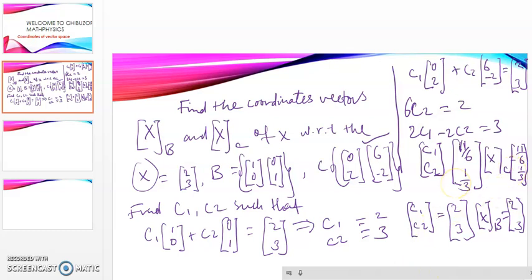I hope you have enjoyed this video. In the next video, we'll be talking more about vector spaces, finding the coordinates with respect to three-dimensional vectors in space.